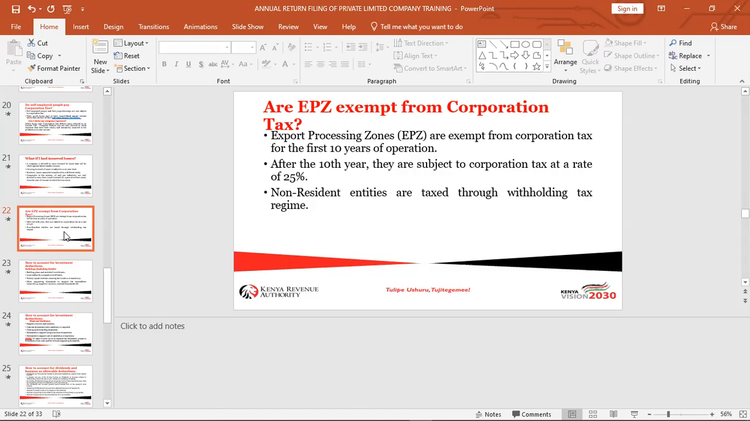Then non-resident entities are taxed through the withholding tax regime. So EPZ companies that are not residents are taxed through withholding tax. They don't pay the corporation tax.